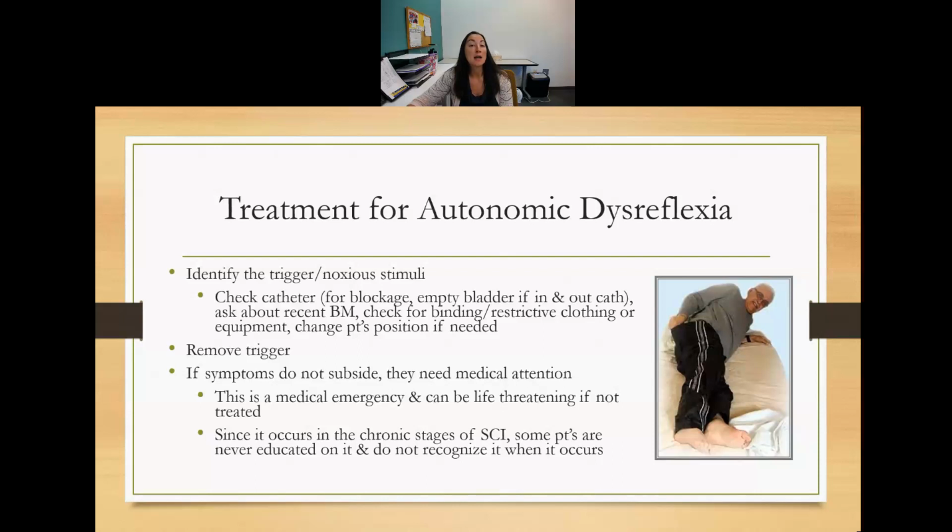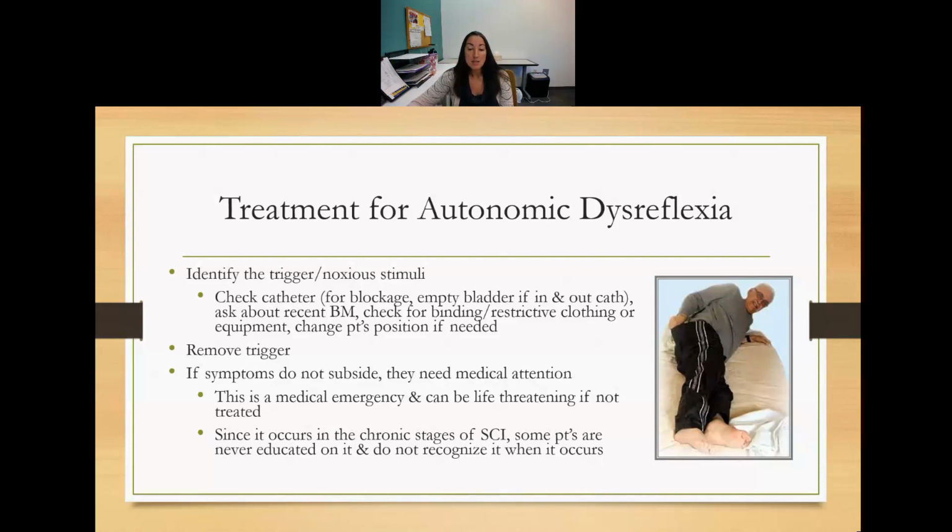When was the last one? Was it normal? Just determine if they're constipated. Check their position. They may need to just change position. It might be that there's some skin breakdown going on because they've been in that position too long. Remove that trigger, and then if the symptoms don't subside, they need medical treatment immediately. It can be life-threatening if it is allowed to go on too long because all of their vitals are out of whack.